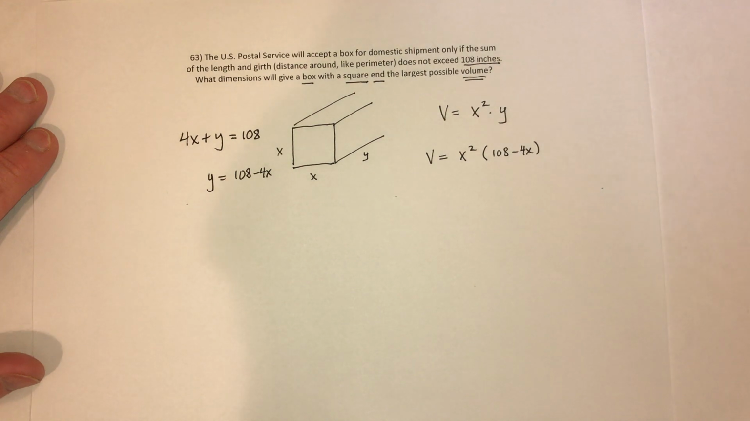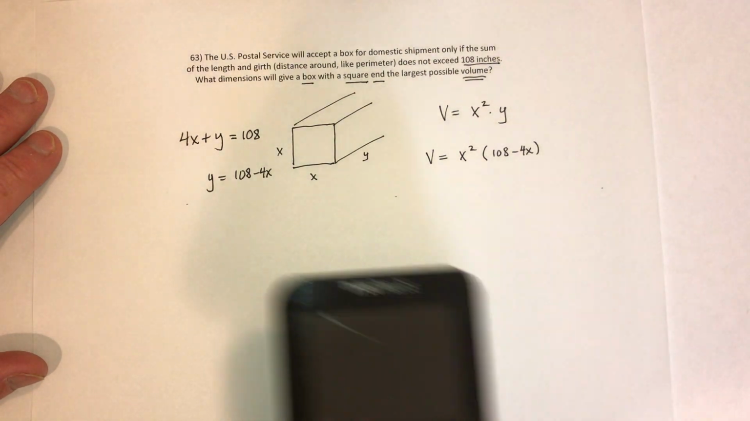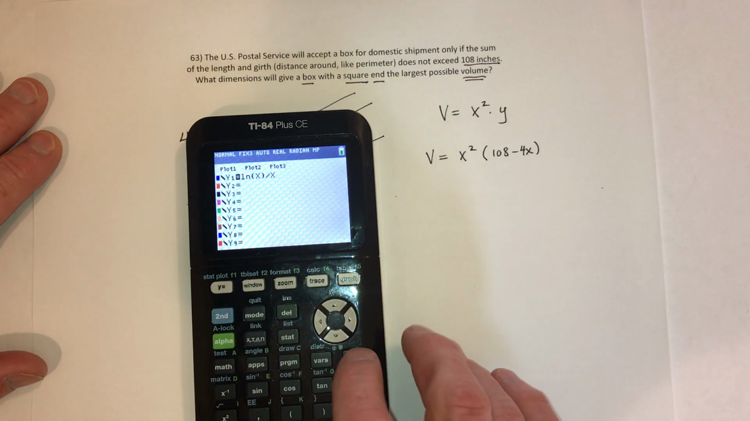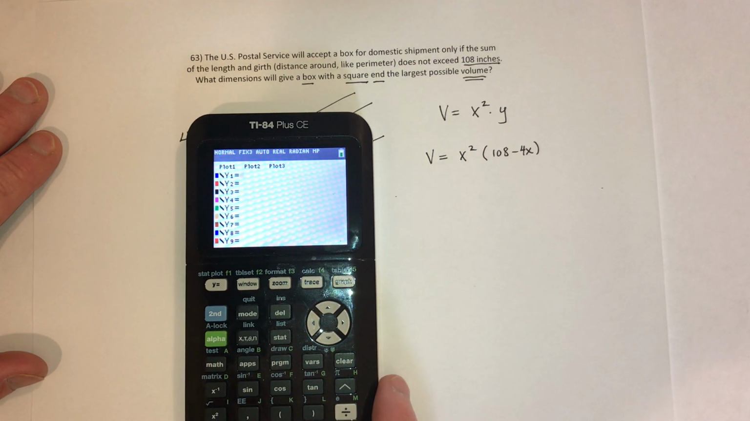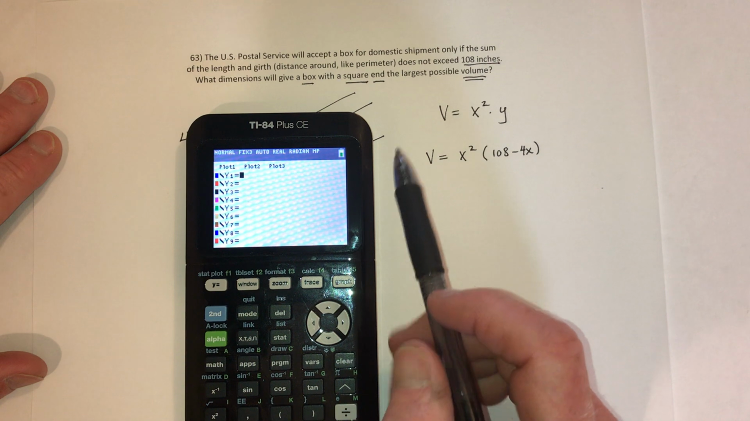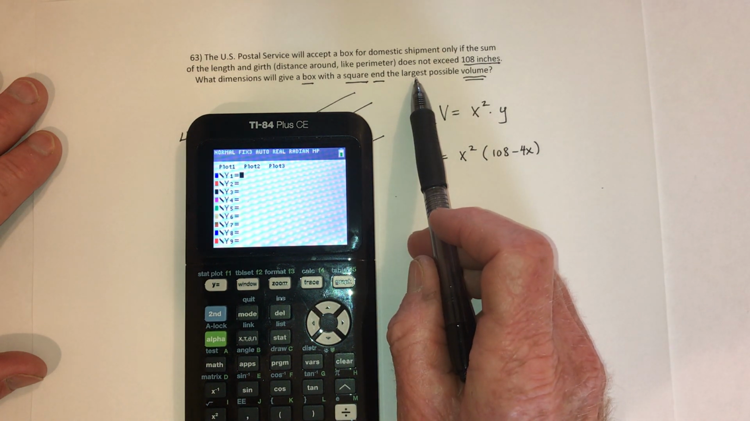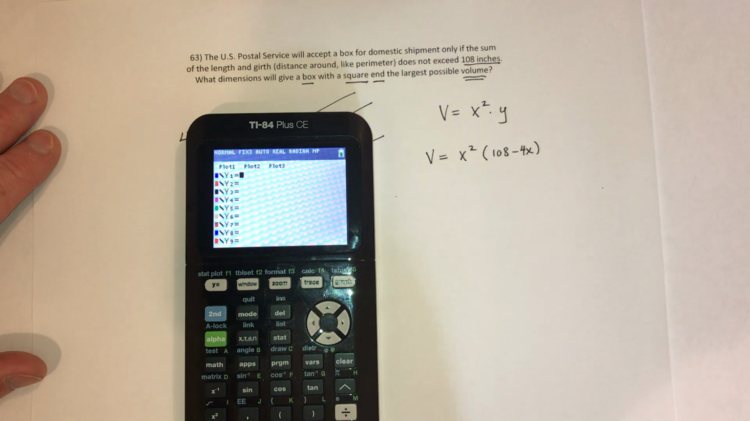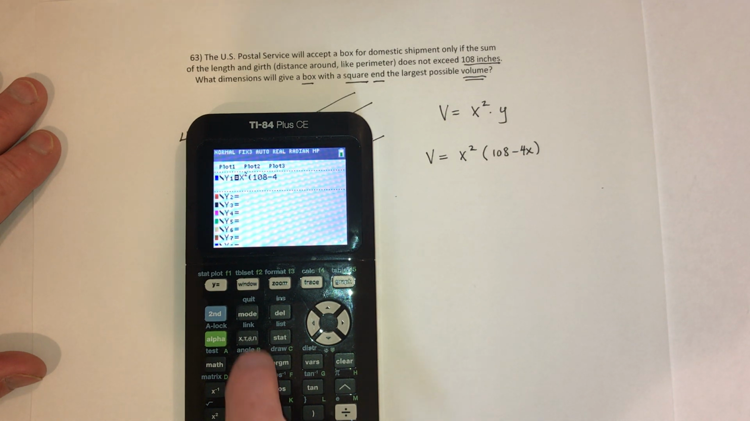And of course, we're going to take the derivative and do algebra and such, but I just want to make sure that this is a function that's even possible before I do the work of taking the derivative. So we want to make sure that it's as large as possible. So this function should have a maximum. x squared times 108 minus 4x.